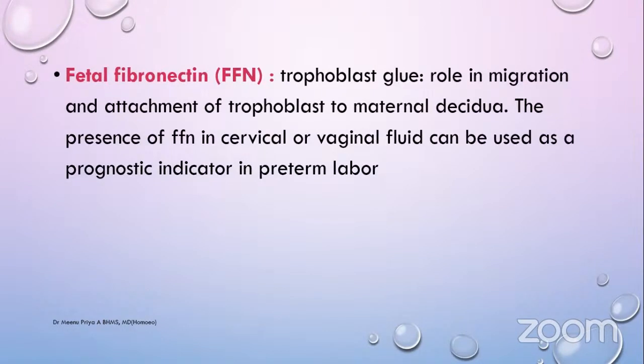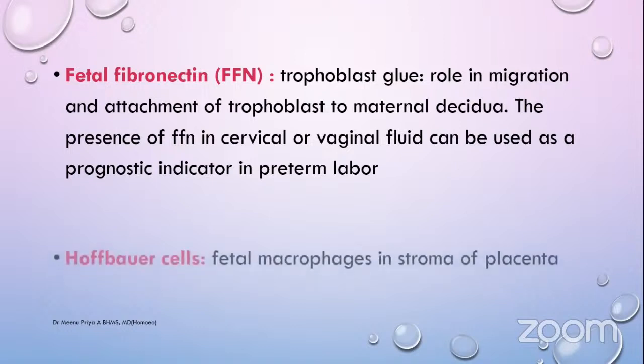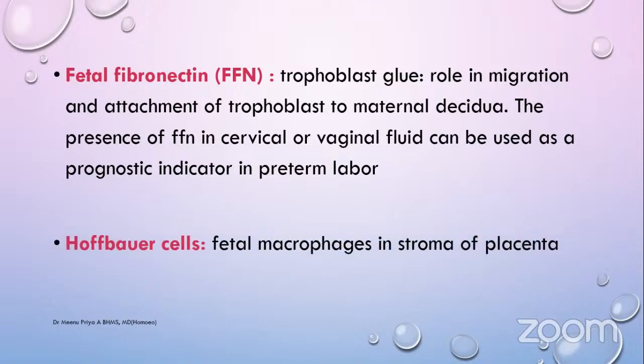It is also known as trophoblast glue. Why? Because it plays a role in the migration and attachment of trophoblast to maternal decidua. So it is responsible for the attachment of trophoblast to the endometrial lining, maternal decidua. The presence of fetal fibronectin, FFN, in cervical or vaginal fluid can be used as a prognostic indicator in preterm labor. Hofbauer cells are fetal macrophages in the stroma of the placenta. These are a few terms which can be asked as questions.